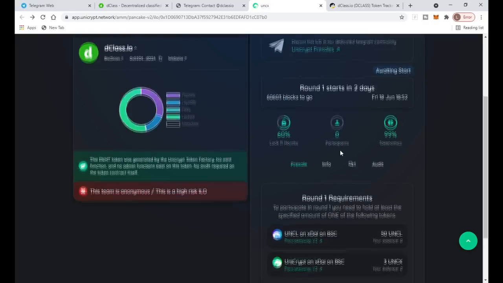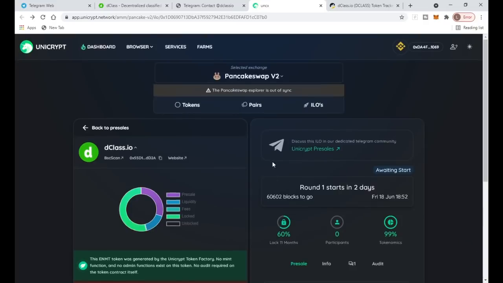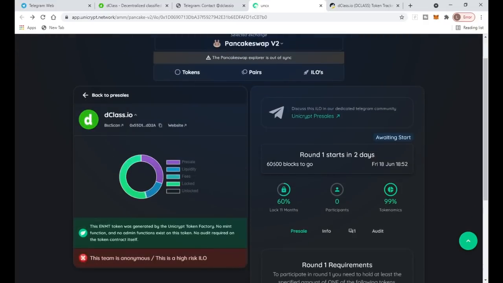UK time. You've got to hold these, so 50 UNC at least, or UNCX. These are the things you need to hold to then buy. But yeah, this could go very, very fast. I do feel that a lot of people will jump onto this as well.